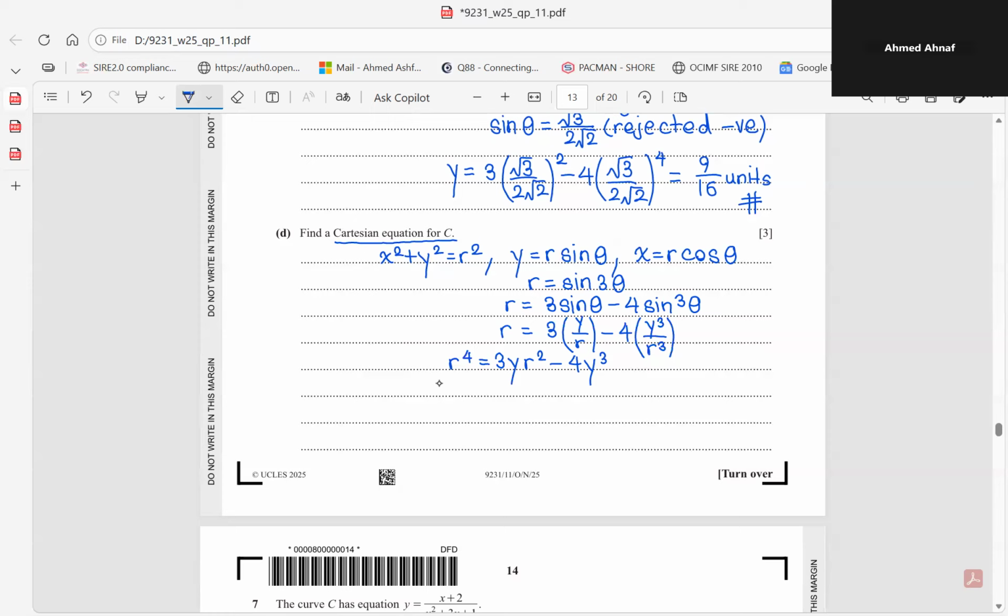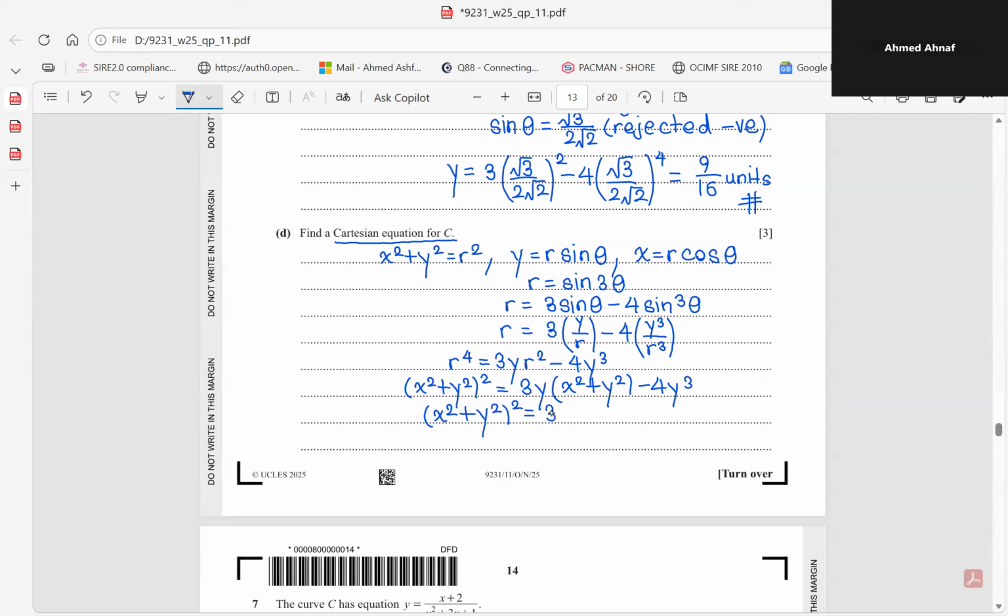And then you would get r to the power of 4, which is just r squared squared. So this is just x squared plus y squared whole thing squared. And you have 3y times r squared, which is 3y times x squared plus y squared, minus 4y cubed. Yeah, and then just expand and simplify this even further.